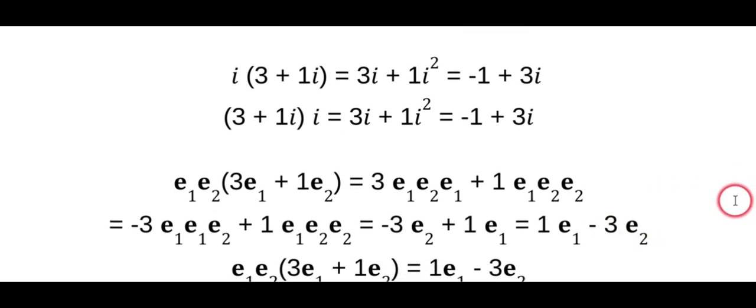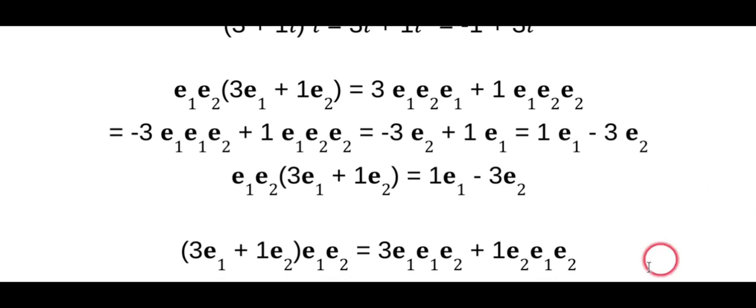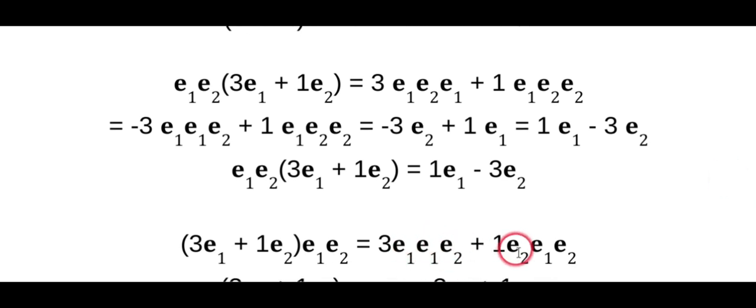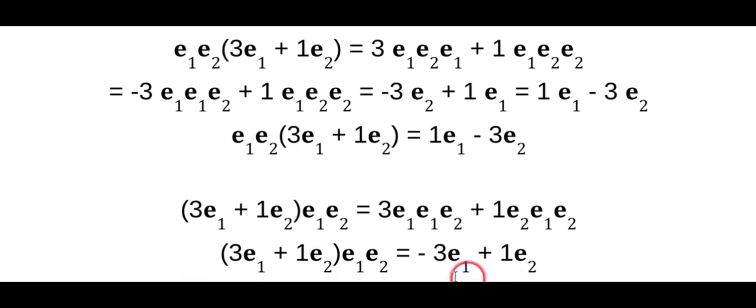Now, when I multiply it from the right, like this, I get E1 E1 E2 and E2 E1 E2. So it's basically the opposite of what I just did. And I get a negative 3 E1 plus 1 E2. So that's the big difference, really, between trying to treat this bivector E1 E2 as a complex number. It kind of is, but it really depends upon which direction you multiply it from.